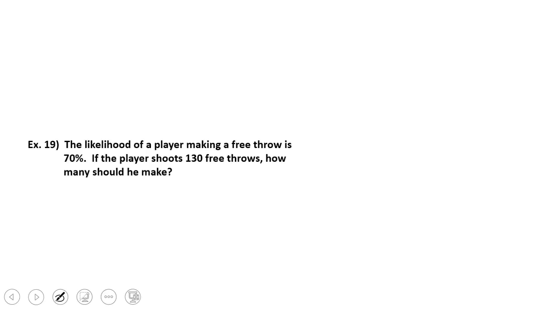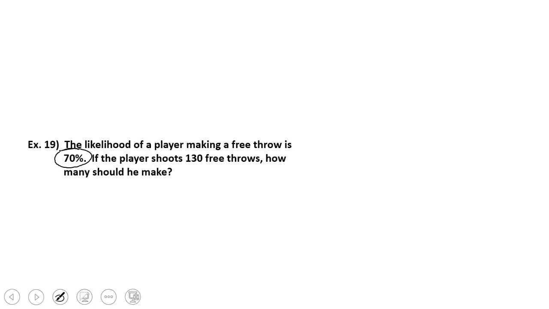The likelihood of a player making a free throw in basketball is 70%. Again, we can talk about probability in percent. We just did a fraction. Now we're doing it in percent. If a player shoots 130 free throws, how many should he make?